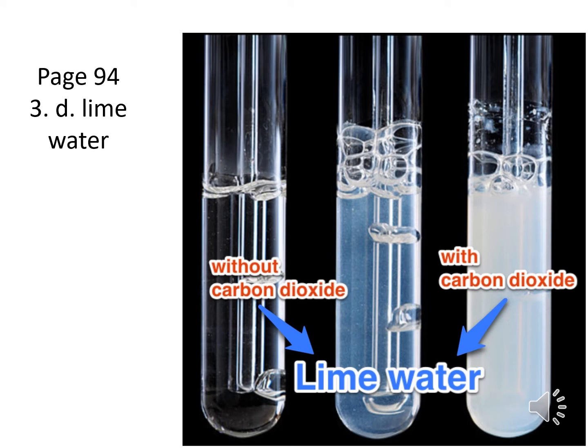On page 94, number 3, letter D. I'm still not sure why it doesn't get its own little category there, but letter D says a simple test for carbon dioxide is to blow air through lime water. If a white material collects at the bottom of the beaker, or all throughout the test tube, carbon dioxide is present. On the picture here, on the left, we've got a test tube that is without carbon dioxide, but does have some lime water in it. Before you start blowing bubbles in the test tube, the lime water is actually clear.